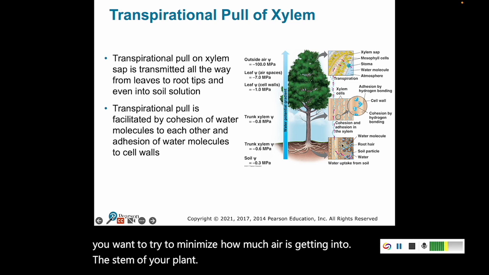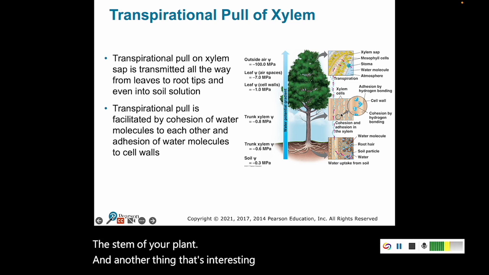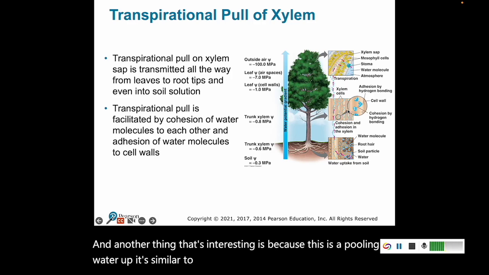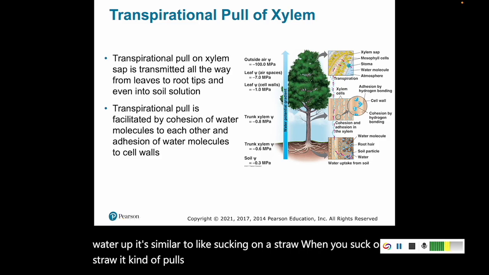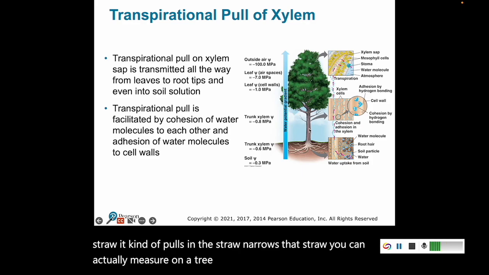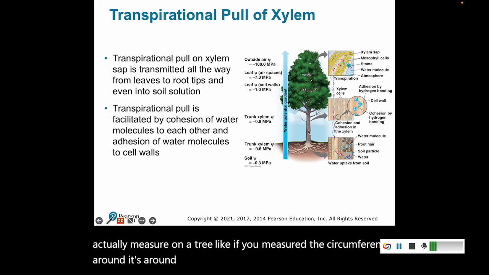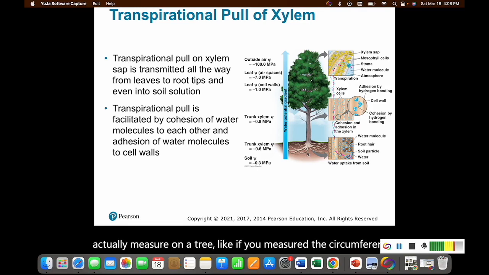And another thing that's interesting is because this is a pulling of water up, it's similar to sucking on a straw. When you suck on a straw, it pulls in the straw, narrows that straw. If you measure the circumference around a tree's trunk, you can actually see that it shrinks. Its circumference actually is pulled in a little bit as that water is pulled up.